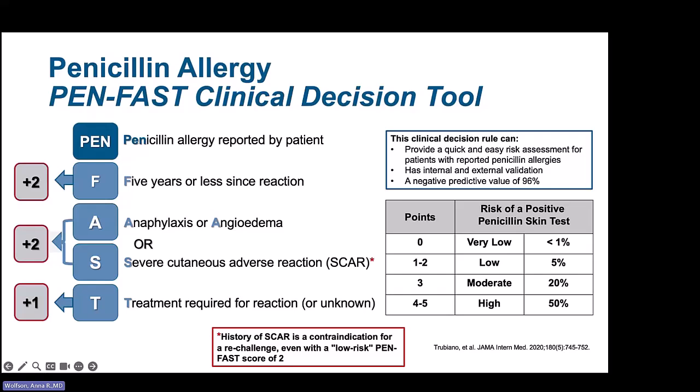And I always want to include, how many times can I say this in one talk, that a history of a SCAR, a severe cutaneous adverse reaction, is a contraindication for a re-challenge. Even if these evaluations got you only a score of 2, if you get a score for the S, you're out. You cannot qualify for challenge.